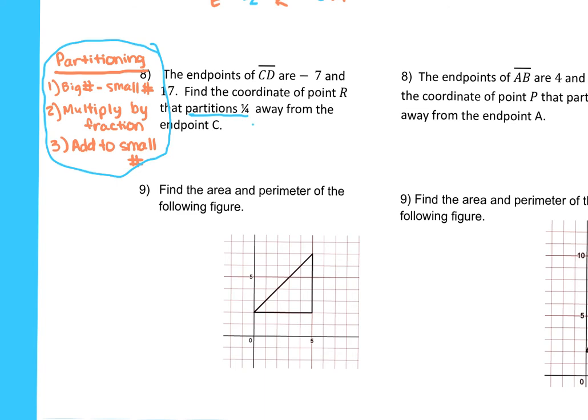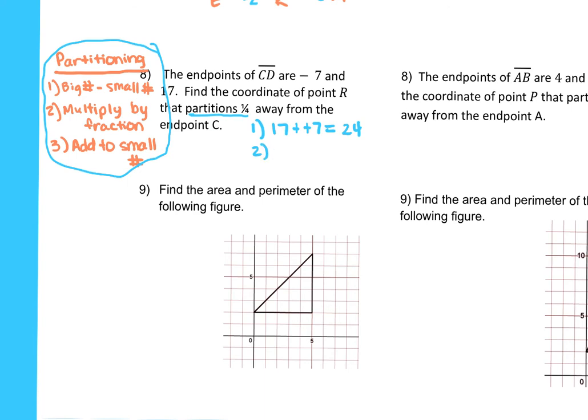So step 1 wants us to take the big number and subtract the small number. So our big number is 17, and then we're going to subtract our small number, which is -7. So we have minus -7, which turns those into a plus. So 17 plus 7 makes 24.